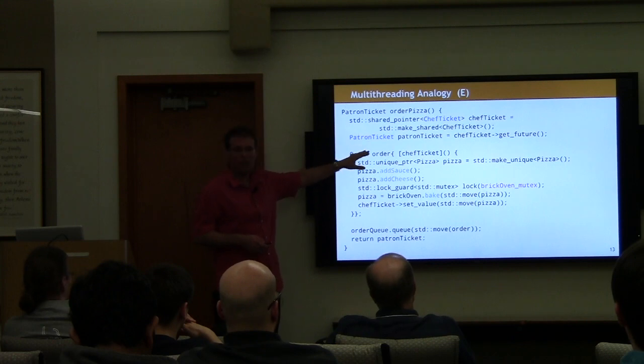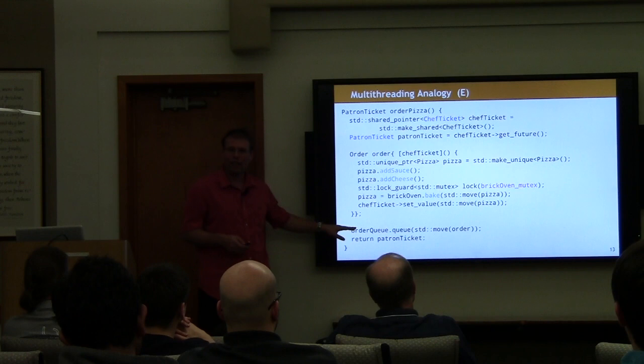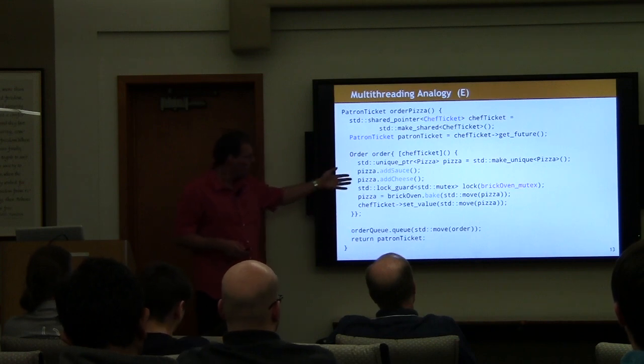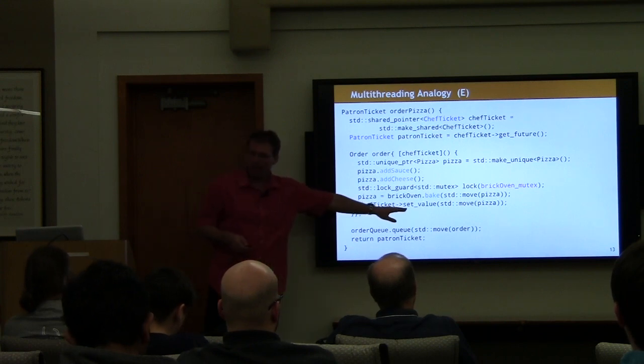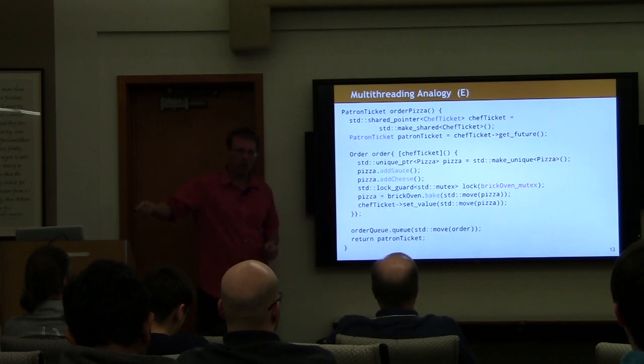I create the chef ticket. I create the patron ticket. I set up this work to be done later. This is an order that's going to be placed on the queue. And I define how all of the various steps in this order should be processed. Then toward the end, I set the value of my chef ticket, and this is the point at which the waiter or whoever's responsible for it will take the pizza that's been baked and move it to the patron who wants to eat.